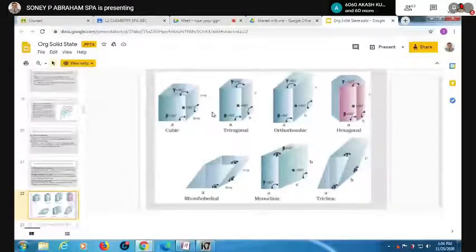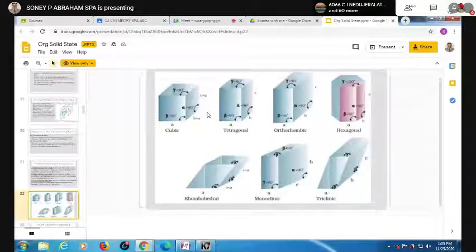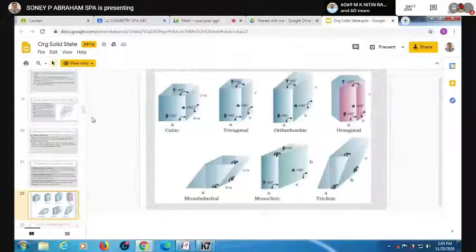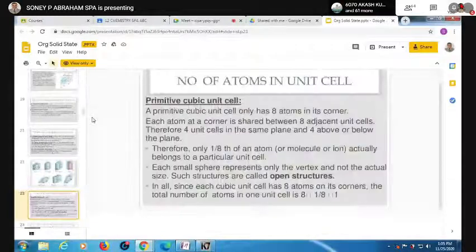So likewise, as I told you, there are 14 different types of crystal systems possible. Out of these 14, 7 will be primitive, and the other 7 will be centered. So likewise, 14 Bravais lattices are possible. Okay.